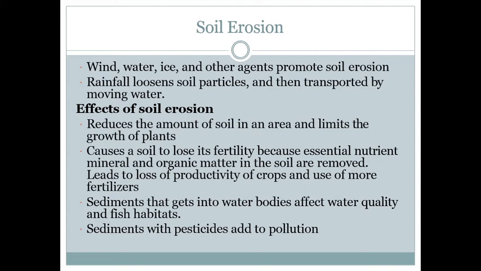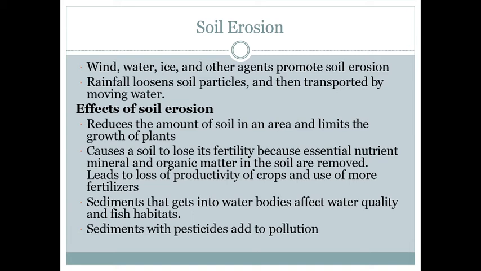Now, there are natural phenomena that would really affect the soil formation and the soil structure itself. First, we have the water erosion or the soil erosion. Now, wind, water, ice, and other agents promote soil erosion. So rainfall loosens soil particles, which are then transported by moving water. What are the effects of soil erosion? It reduces the amount of soil in an area and limits the growth of plants.